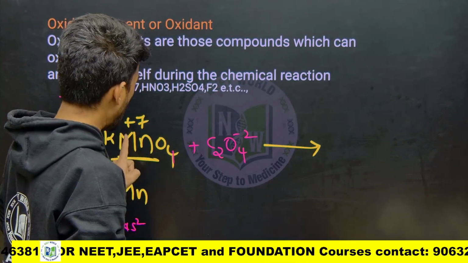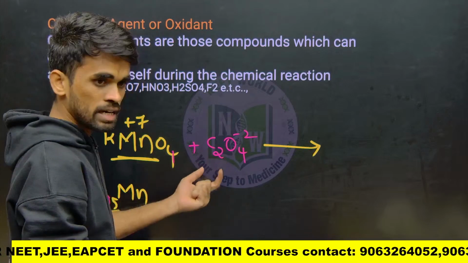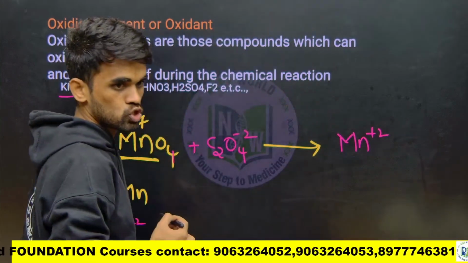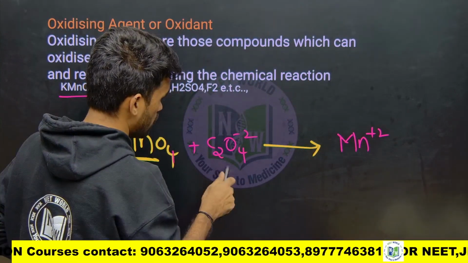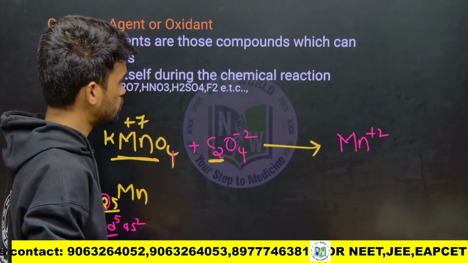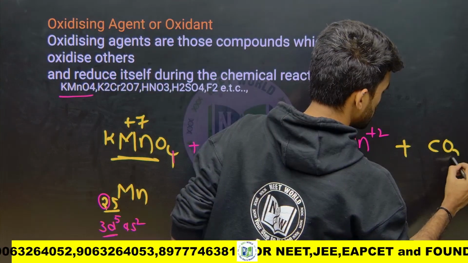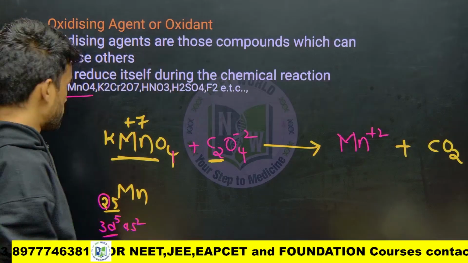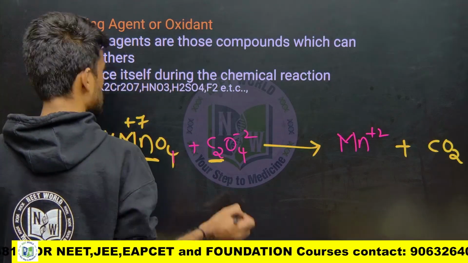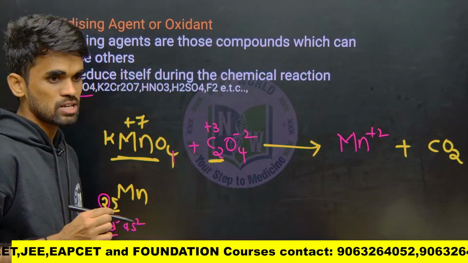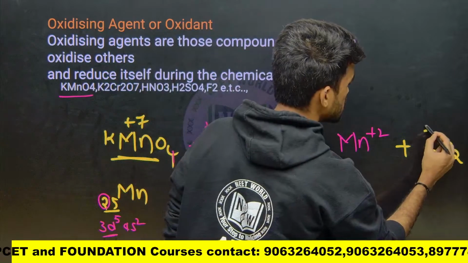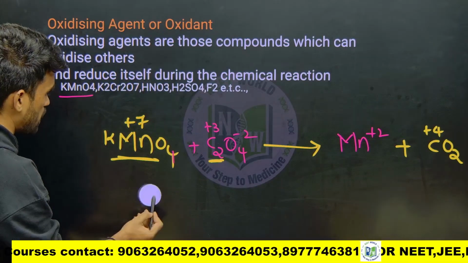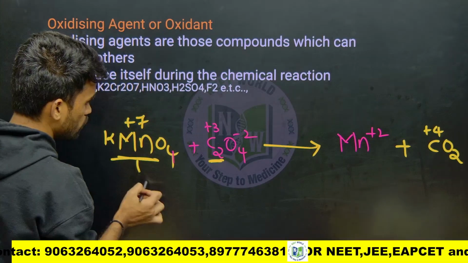Now manganese here, when we treat it with this oxalate ion, undergoes reduction like this, to Mn+2. And whatever carbon we have here, just find the oxidation state of this carbon. You will get +3 as the oxidation state of carbon in this oxalate. And here how much is it? +4 in carbon dioxide.